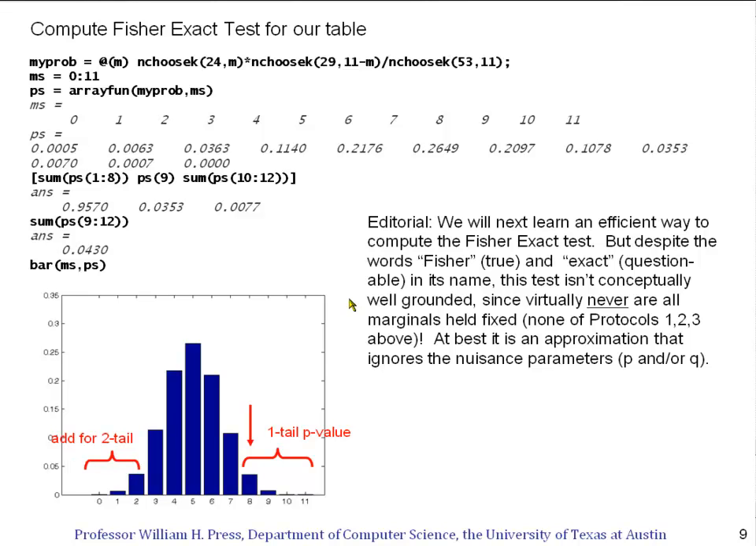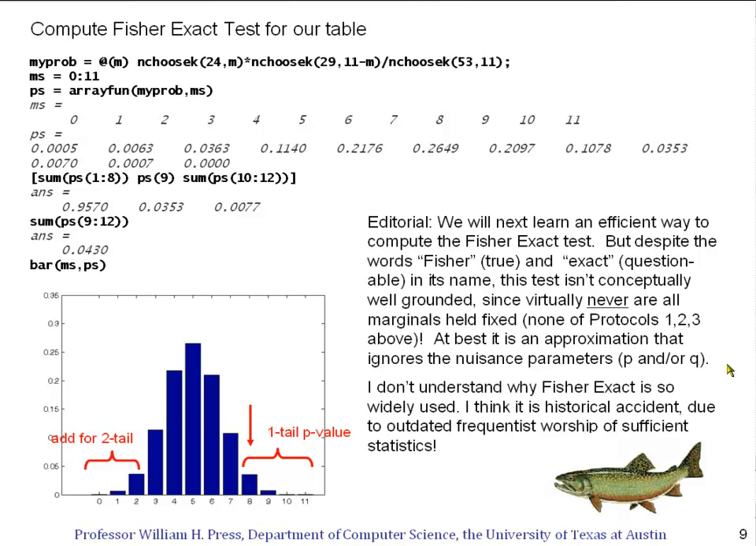The best thing you can say about Fisher's exact test is that it's an approximation that ignores the nuisance parameters P and or Q in favor of a sufficient statistic, and that asymptotically, if the number of counts is large, this doesn't matter very much. So I just don't understand why people use the Fisher exact test. I think this is a historical accident, and I think that it's due to what we would now view as an outdated, frequentist worship of sufficient statistics, which I think is fishy.